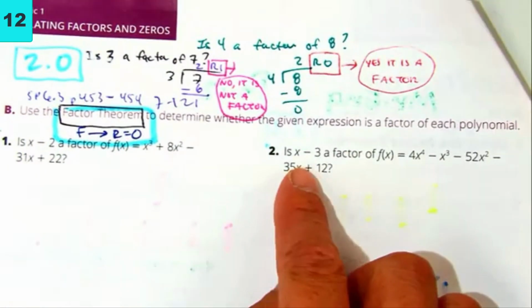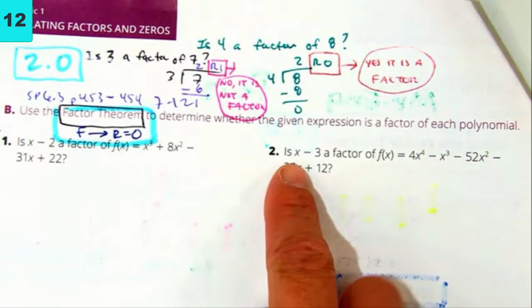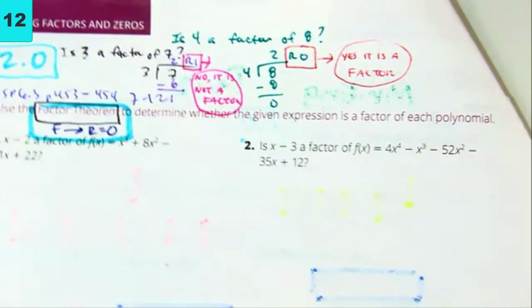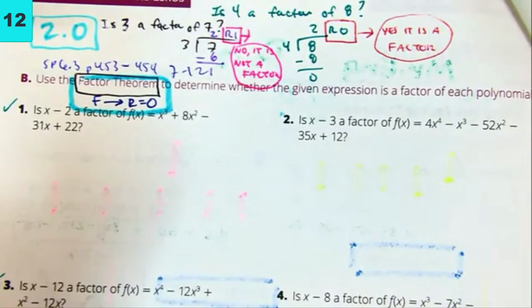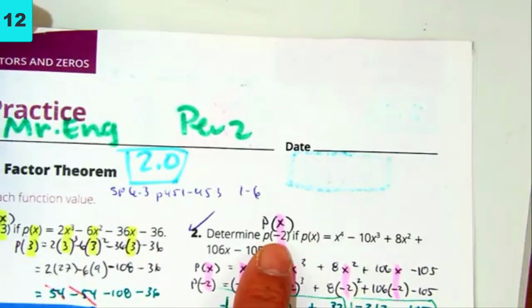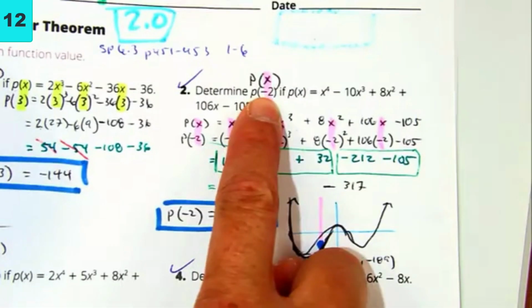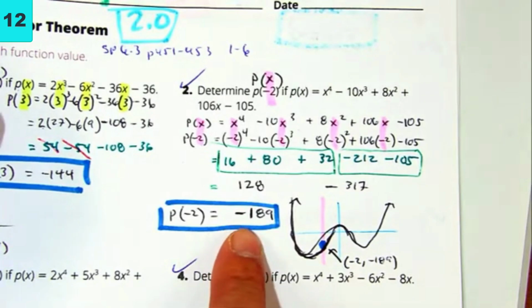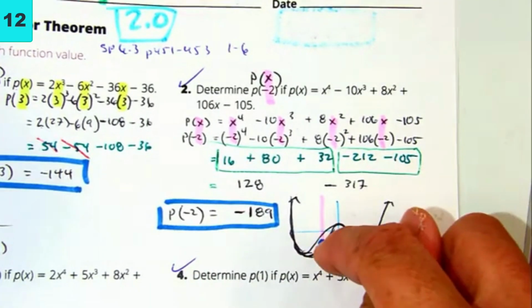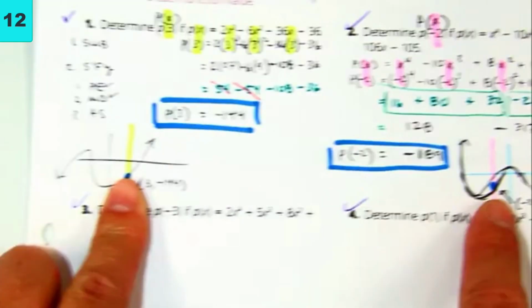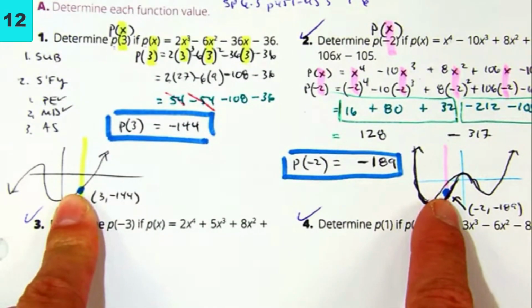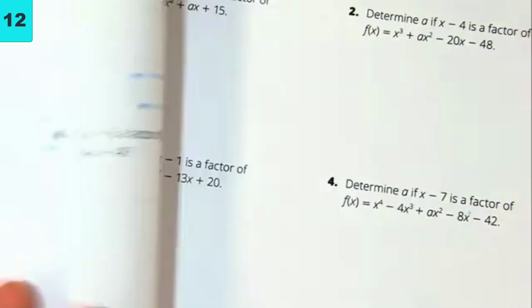Question number 2. It says, is x minus 3 a factor of all of this? Now, for right now, the only information you guys know is what we did last week, which was substituting. If I substitute it in there, I get a number, an output. Okay? We talked about how, if you notice what we did last week, these points here, class, do they cross the x-axis? No. So let's see what happens when we do a problem like this.